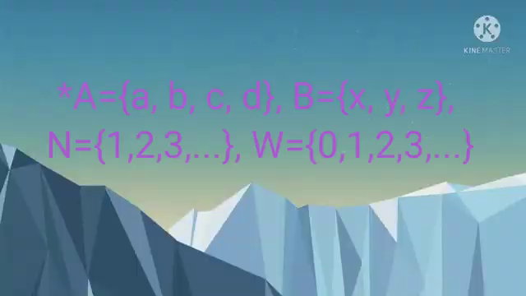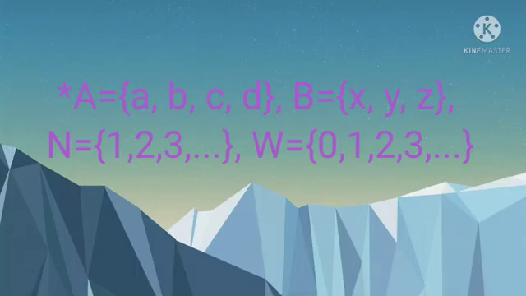See the examples. Set A containing the elements small a, small b, small c, small d, and the set B containing x, y, z elements, and the set N containing 1, 2, 3, and so on, and the set W containing 0, 1, 2, 3, and so on. Here the set A contains only 4 elements, and the set B contains only 3 elements, the set N contains an infinite number of elements, and at the same time W also contains an infinite number of elements.